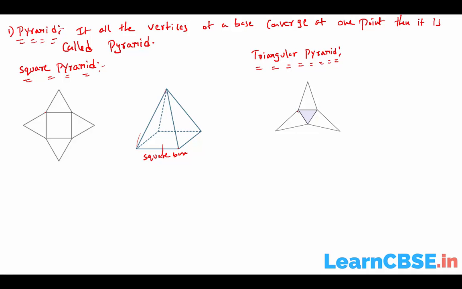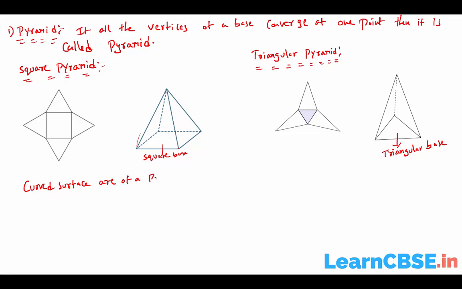Triangle will be the base, and all these vertices are converged at one point. So this is the triangular base. Now you can go with the pyramid. Curved surface area or lateral surface area of a pyramid.